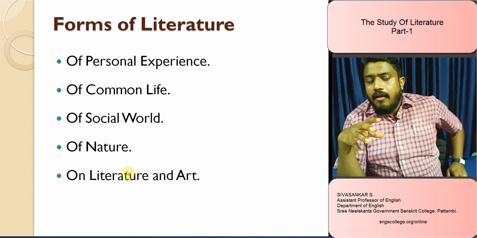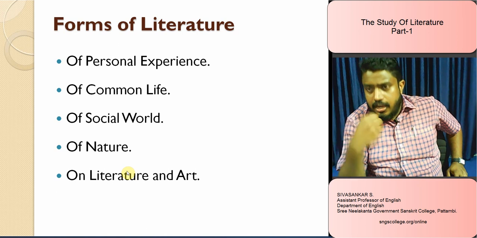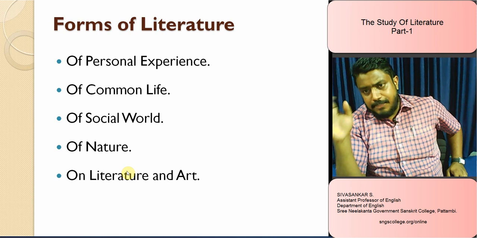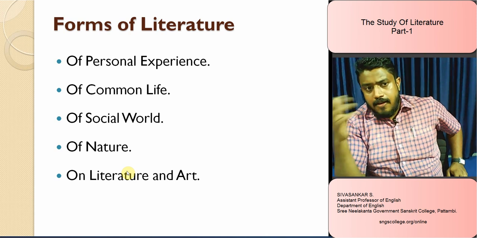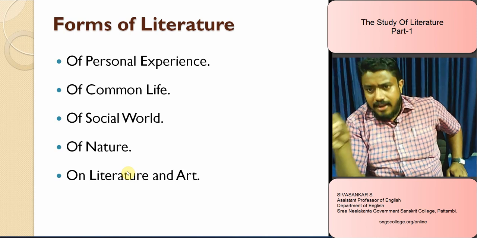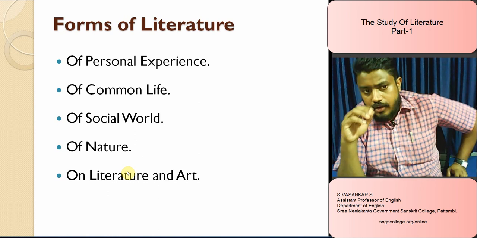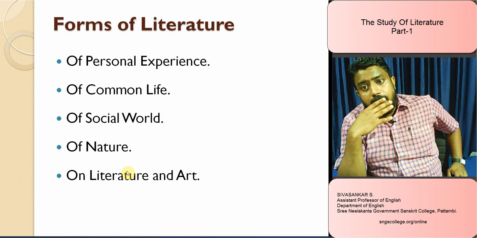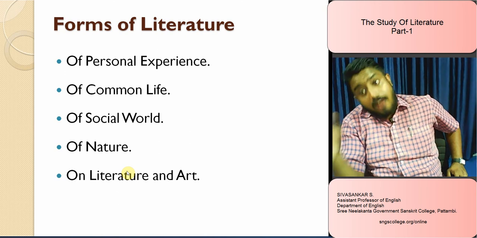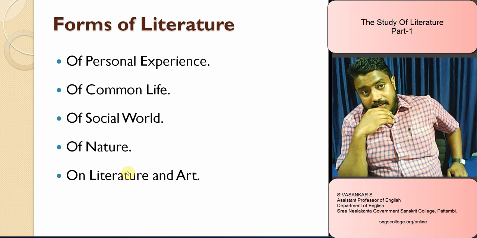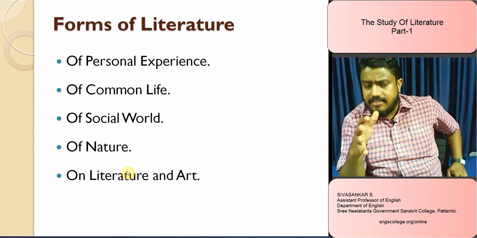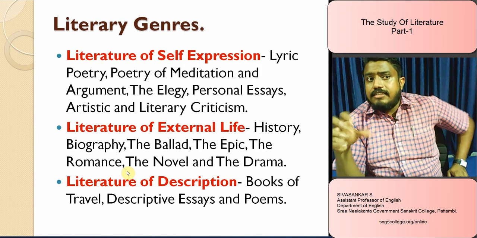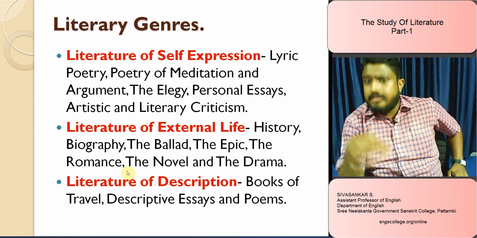And now, when life comes into literature, it takes various forms. So literature of personal experience is possible. A literature of common life is possible. A literature that is talking more about the social world is possible. Literature of nature is possible. And literature on literature and art is also possible. So these are some of the basic forms, roughly, of literature. And the forms of literature can also give you a rough idea about the literary genres.